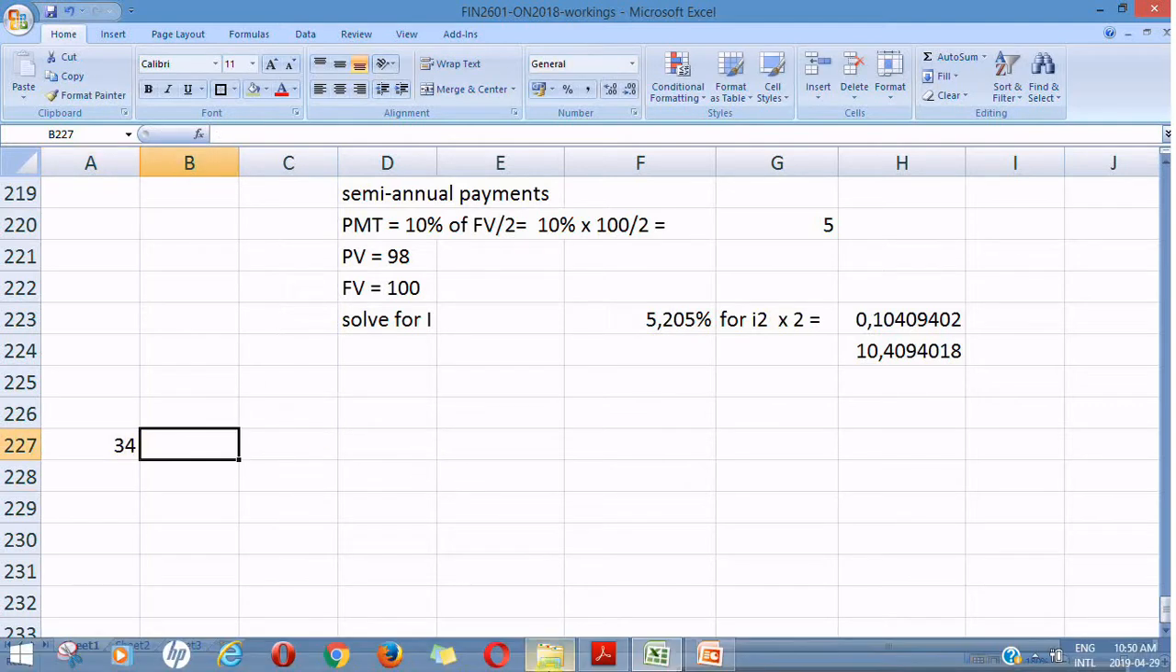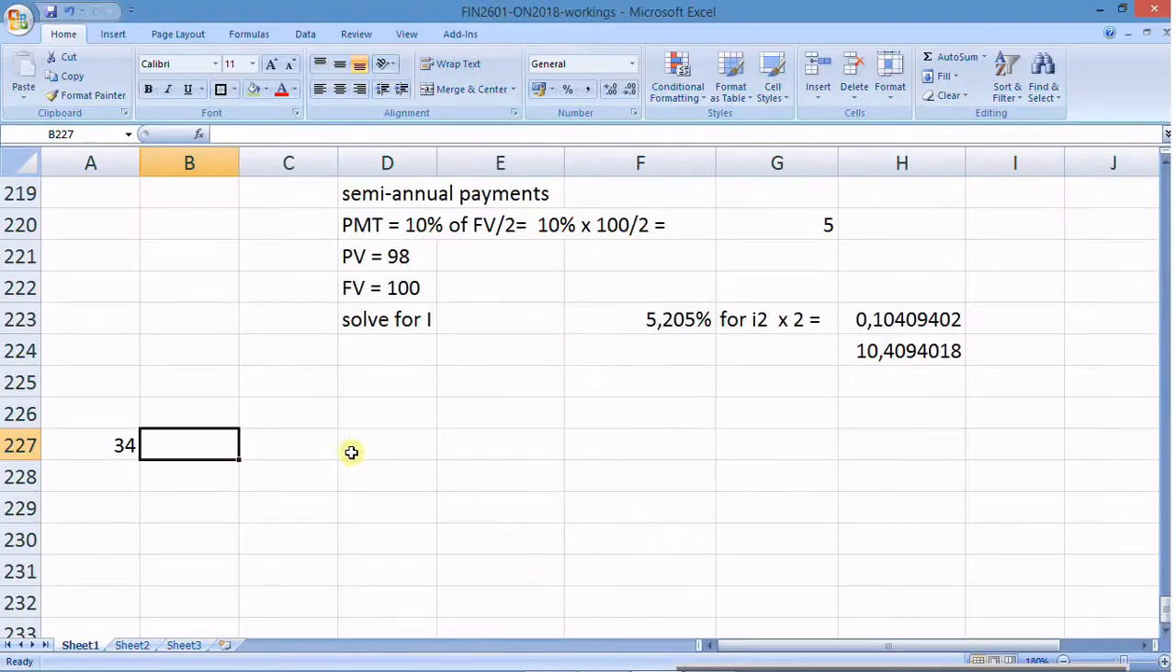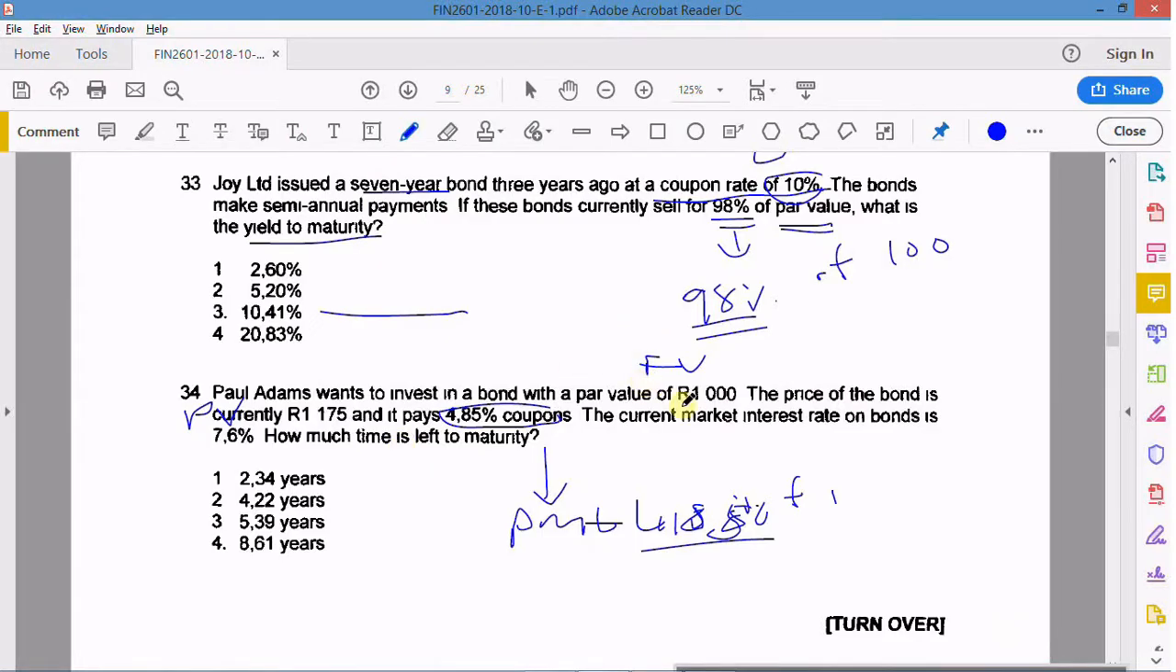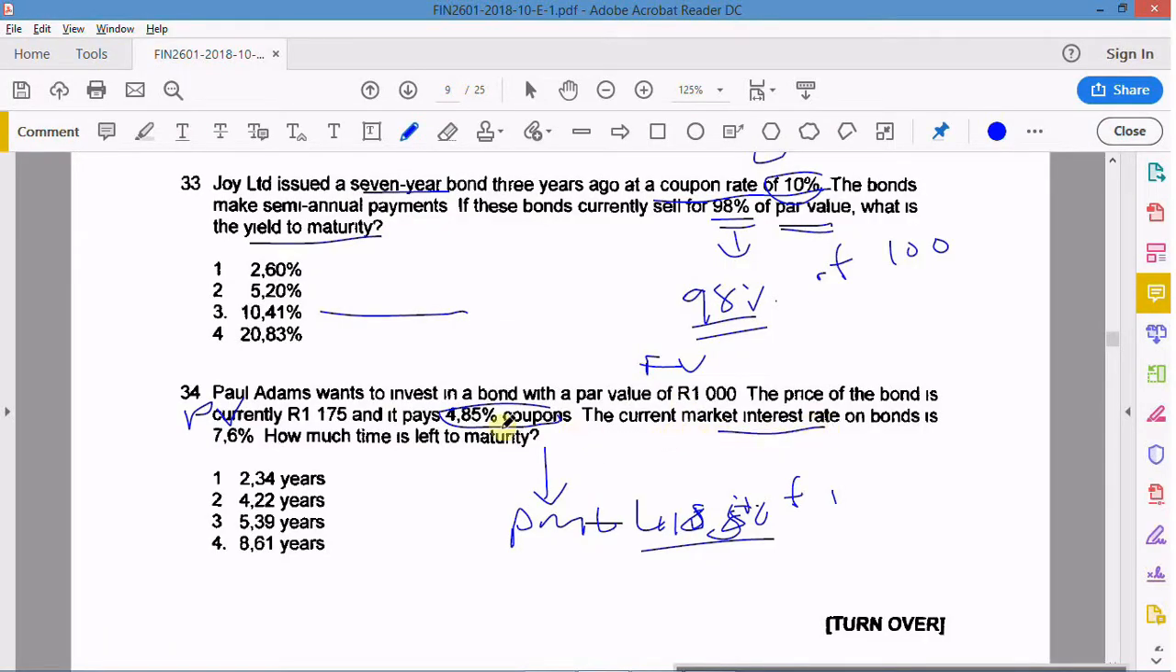Okay, 34. We're still doing good. Paul wants to invest in a bond with a par value, which is future value. The price of the bond, PV, pays PMT 4.85% of par. 4.85, not 5/8. Okay, I'll write it down correctly here. So PMT is 4.85% of par. What is par? Par is 1,000. So future value, 1,000. Present value, given in the question, 1,175.